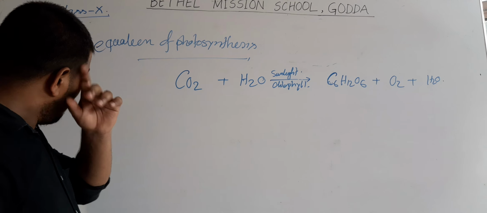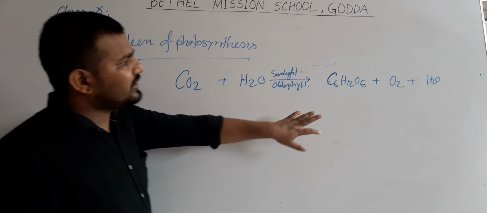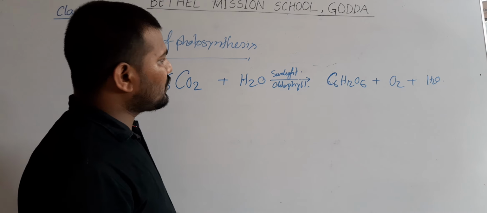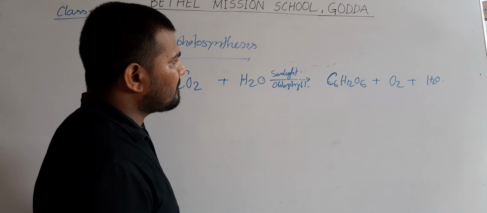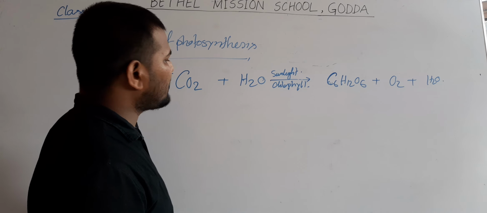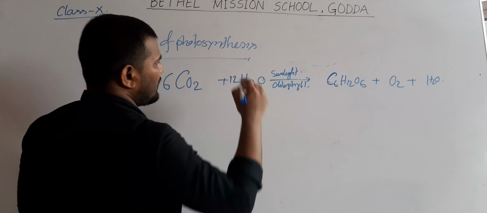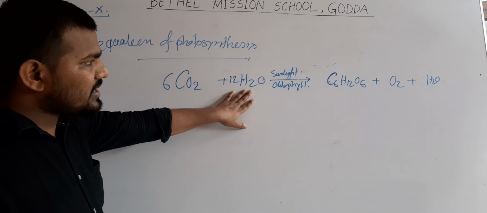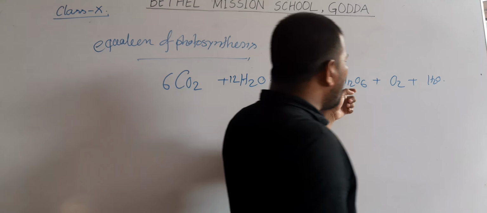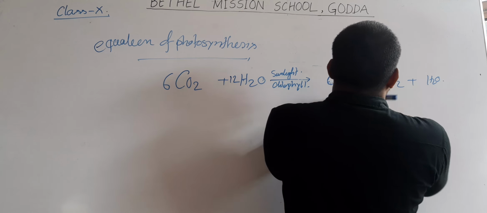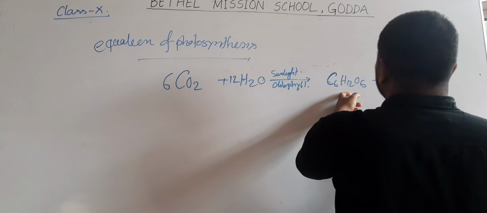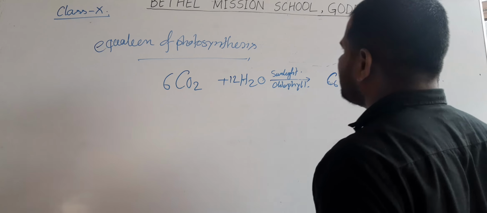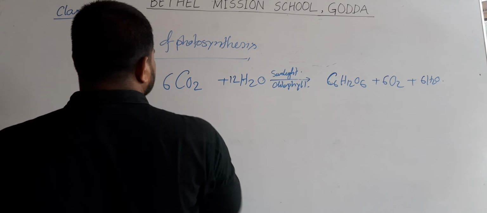Now if we balance this equation, here we can find 6 C, so these are the 6. We can get the 12 oxygen. So 6 CO2 will react with 12 mole of water and produce 1 mole glucose, 6 mole oxygen and 6 mole water. This is the equation of photosynthesis.